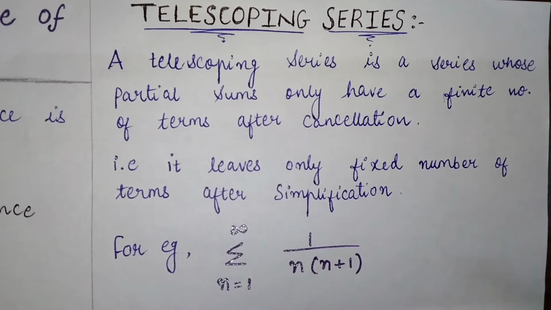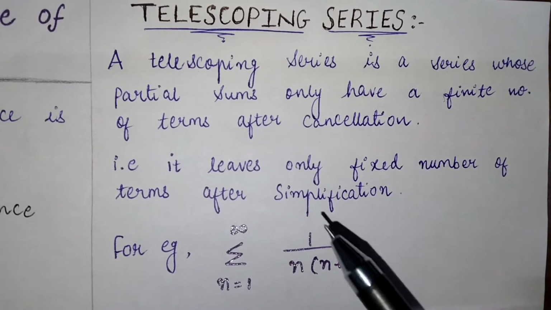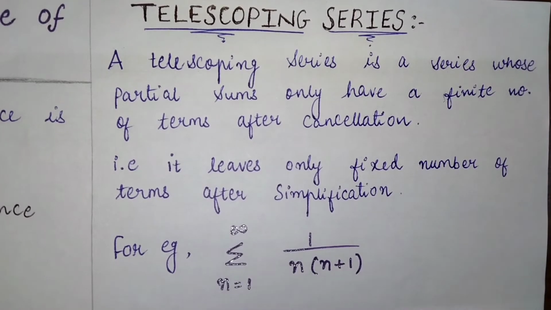Okay, telescoping series means that if you are given an infinite series and you solve it, in the end you get a finite answer. A series that is given as infinite but whose answer comes out finite is called a telescoping series. That is, it leaves only a fixed number of terms after simplification. Its answer will never be infinite, it will always be finite. The summation will be from 1 to infinity, but the answer comes out finite, so such type of series are called telescoping series.